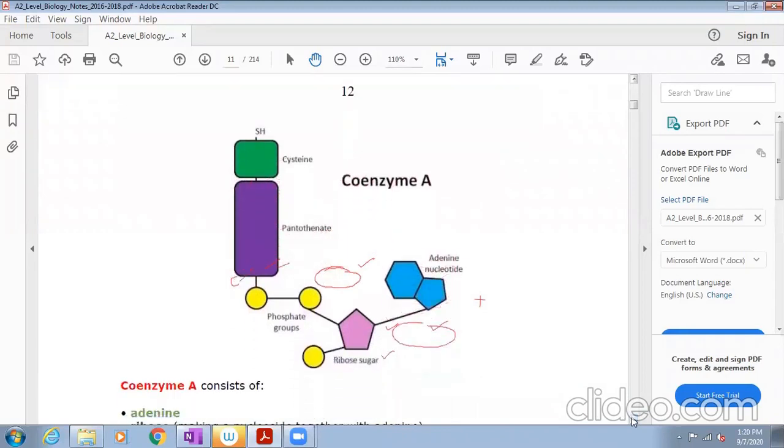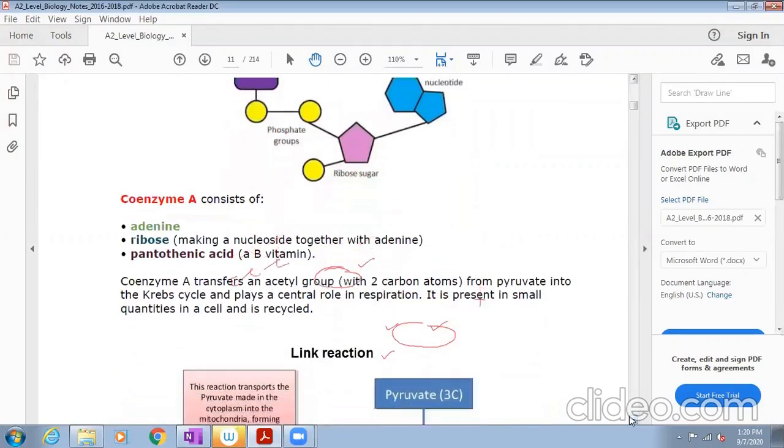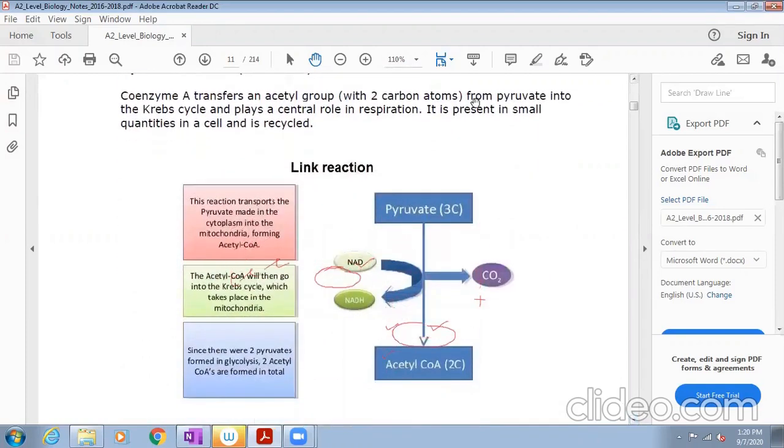Coenzyme A actually helps in the dehydrogenation, and that converts pyruvate into acetyl-CoA. Up to here it is clear, right? Now we discuss this link reaction in which pyruvate converts into acetyl-CoA. So the reaction transports the pyruvate made in the cytoplasm into the matrix. It means glucose converted into what?